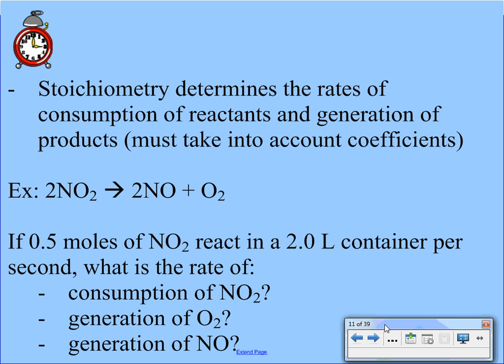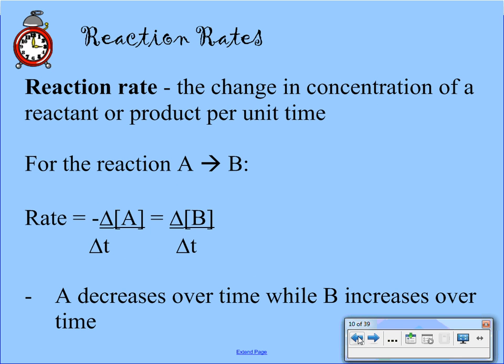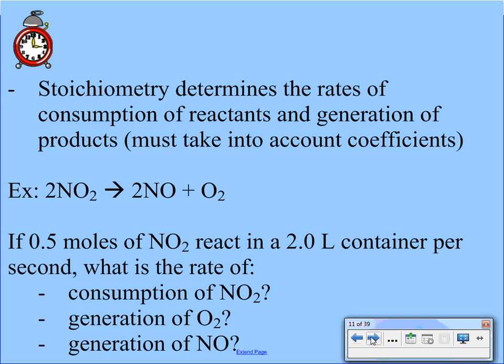So for example, 2NO2 yields 2NO plus O2. If 0.5 moles of NO2 react in a 2-liter container per second, what's the rate of consumption of NO2? Well, as we saw in this slide, the rate is the negative change in concentration of the reactant over the change in time. And remember that those brackets, typically we use molarity for concentration units. In this case, we have 0.5 moles in a 2-liter container.